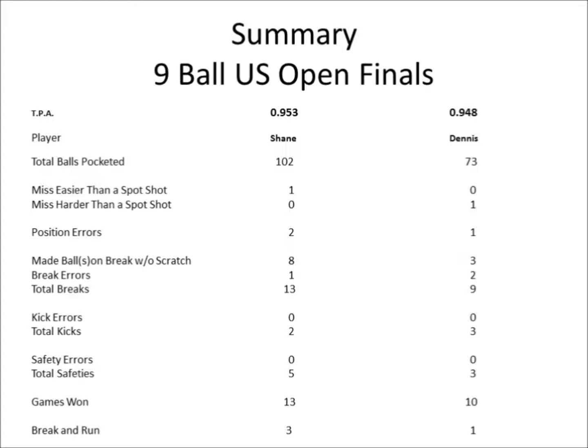But this is the information that is so valuable to learn when you finish a match of how well you did. If you'll notice, Shane missed 1 shot and Dennis missed 1 shot. Shane had 8 out of 13 good breaks where he made a ball. Dennis, 3 out of 9. As far as kicks go, both of them had to do some kicks, but both of them were successful. Both of them had to play safeties, but they were successful as well. Shane had 3 breaking runs, and Dennis had 1. This is truly a score that we all can try and match.